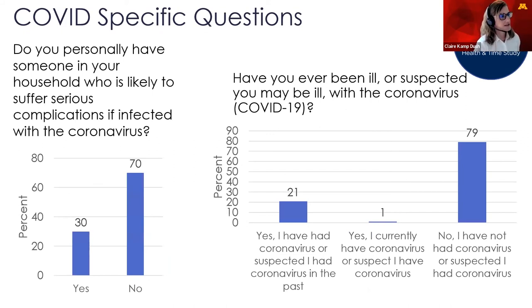Then we asked folks, do you personally have someone in your household who is likely to suffer serious complications if infected? And about a third or 30% of folks said that they did. And then in terms of people, have you ever been ill or suspected you may be ill with the coronavirus? Because remember, sometimes it was hard to even get a test in those first months of the pandemic. About 20% of the sample said I've had coronavirus or suspected I've had it. About 1% said I currently have it or suspect I have it. And about 80% said that they had not had it.